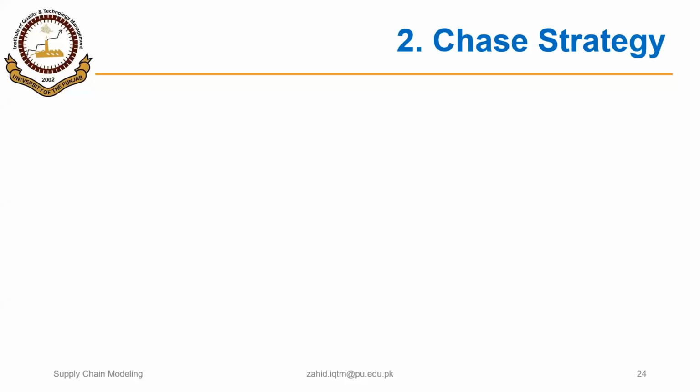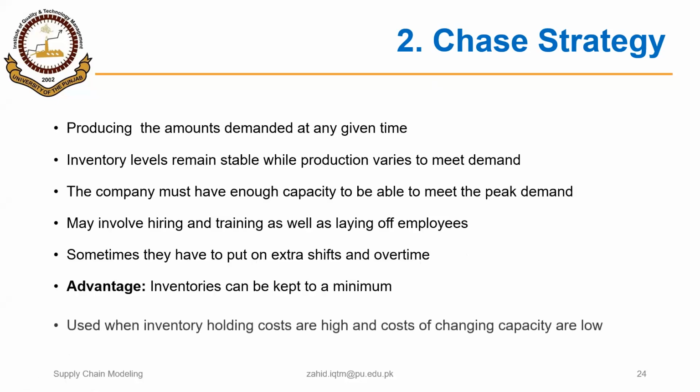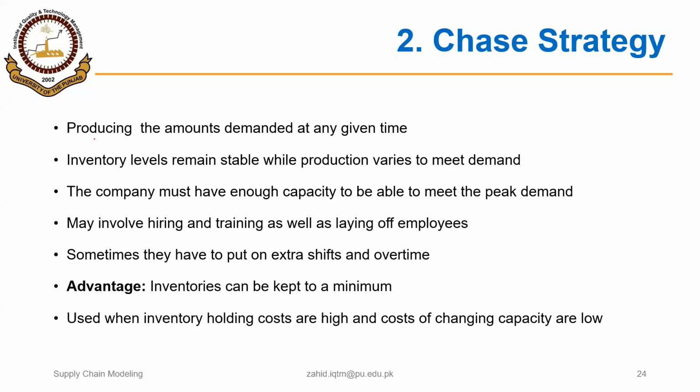The second type of production strategy is chase strategy. In this strategy, the organization produces the amounts demanded at any given time. So just opposite to level strategy, here inventory levels remain stable while production varies to meet demand. In leveling strategy, we had stable production, but we had variable inventory levels. Here it is opposite. Company must have enough capacity to be able to meet the peak demand.